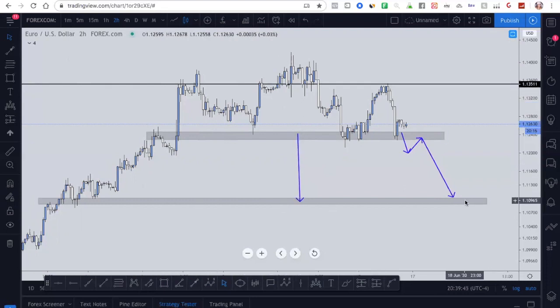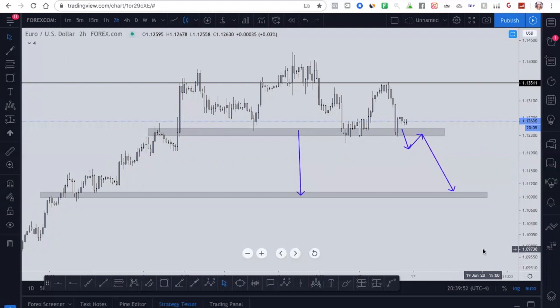This is your ideal area. Now, this doesn't mean that the pair won't continue to go down. It can continue to go down and be bearish, but right now, this is what we're focusing on.